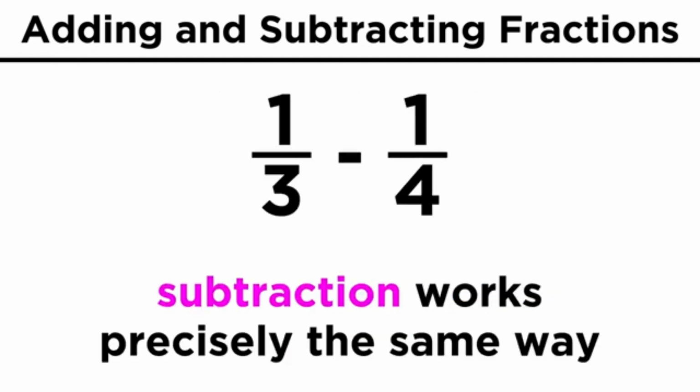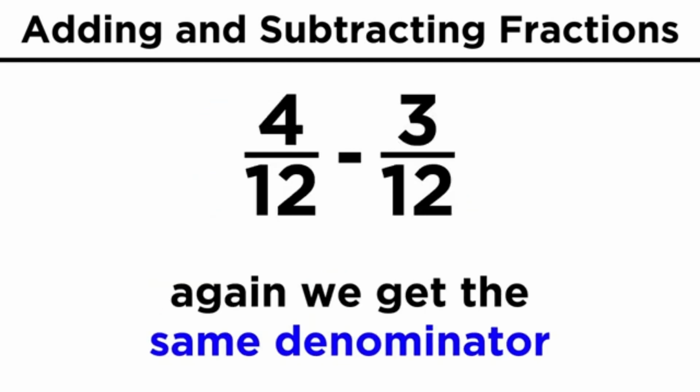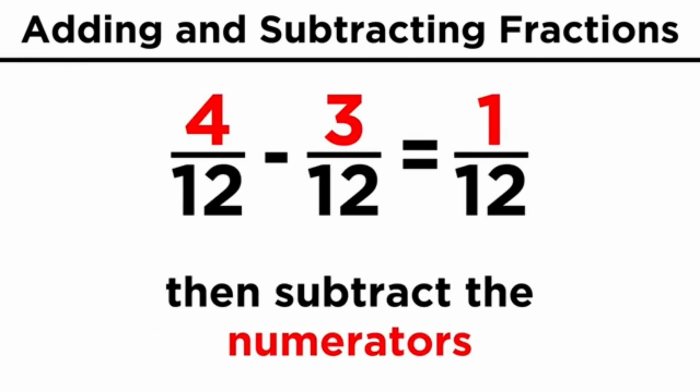For subtraction, it's essentially the same thing. What if we had 1/3 minus 1/4? Then we would just change that to be 4/12 minus 3/12. We just do 4 minus 3, and we are left with 1/12.